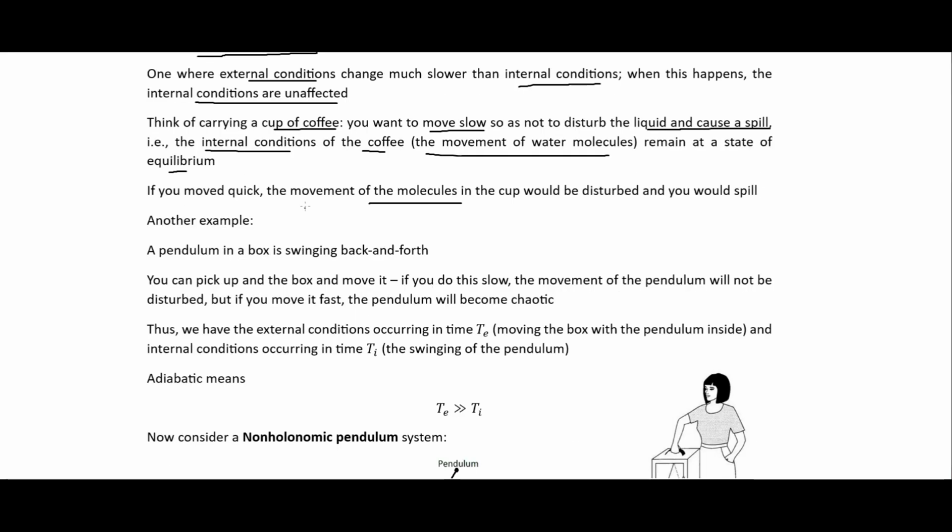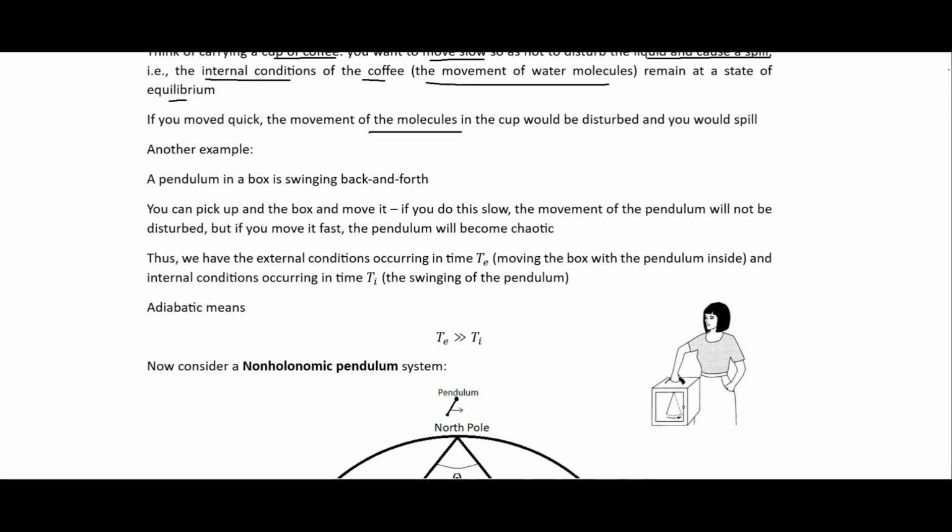Another example, and this is the one that is used in the Griffiths textbook, is a pendulum in a box swinging back and forth. So you can picture it like this. You pick up the box and move it. If you do this slow, the movement of the pendulum will not be disturbed. But if you move it fast, the pendulum swinging will become chaotic.